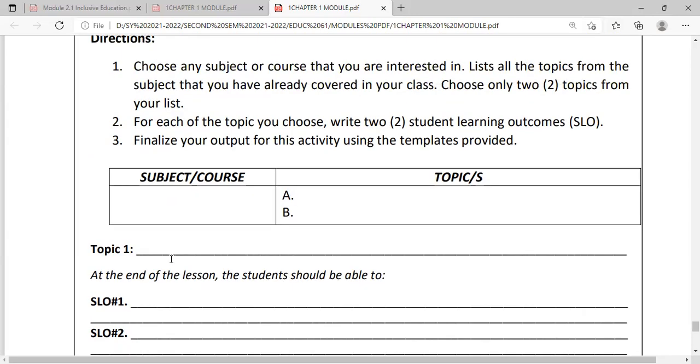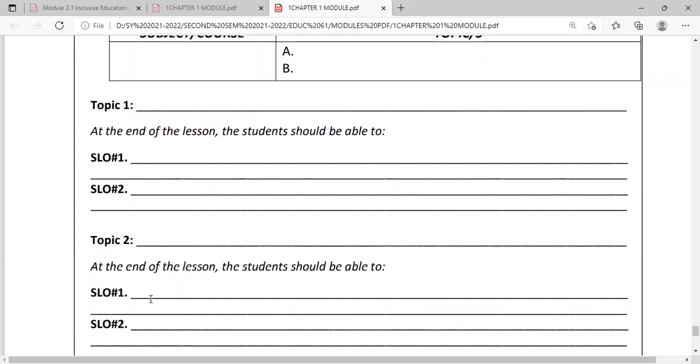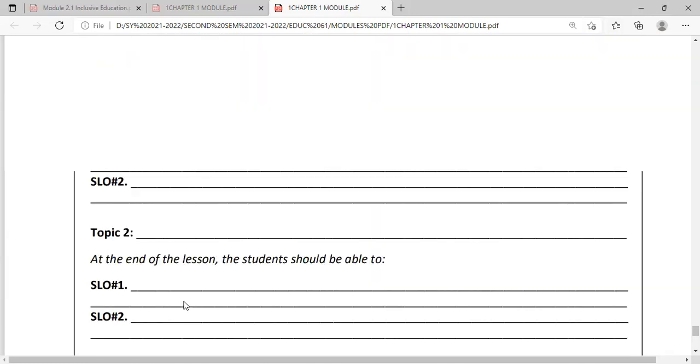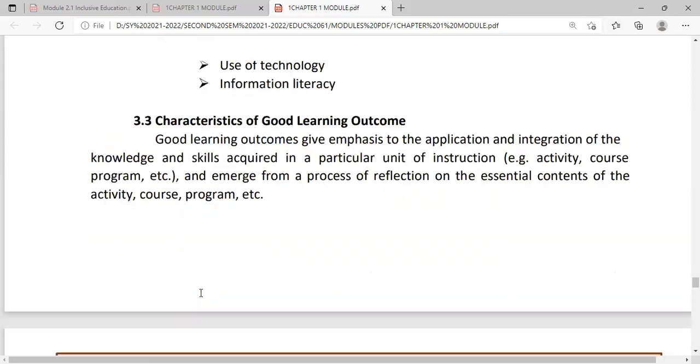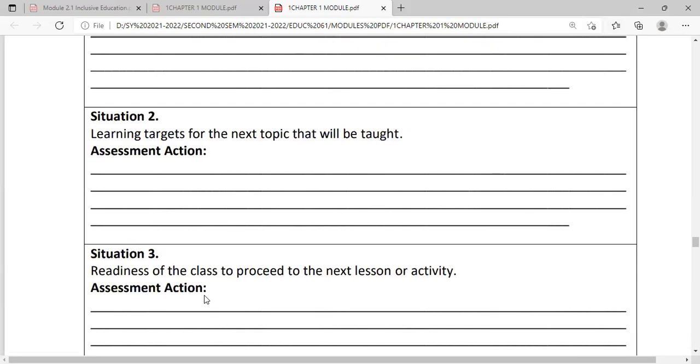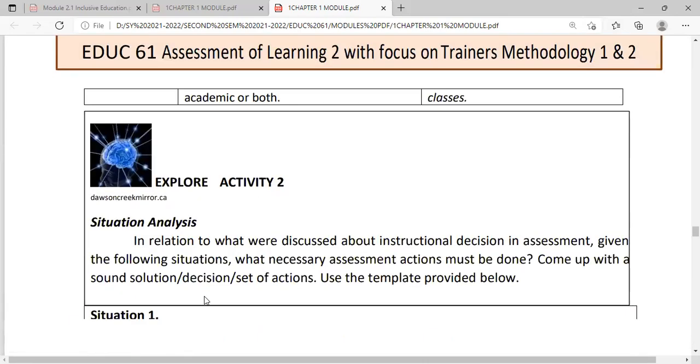Okay, did you understand? So we should follow the directions. If you have questions, you're free to ask me. That is your activity 3. Now let's go back to activity 2 so that I can explain.